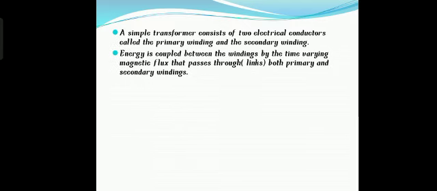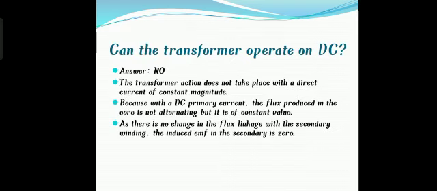A simple transformer consists of two electrical conductors called the primary winding and secondary winding. Energy is coupled between the windings by the time varying magnetic flux that passes through and links both primary and secondary winding. Can the transformer operate on DC?